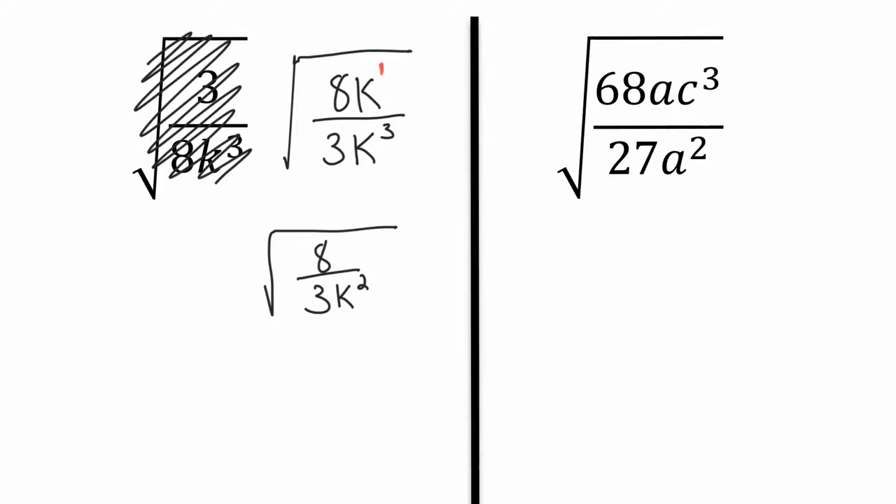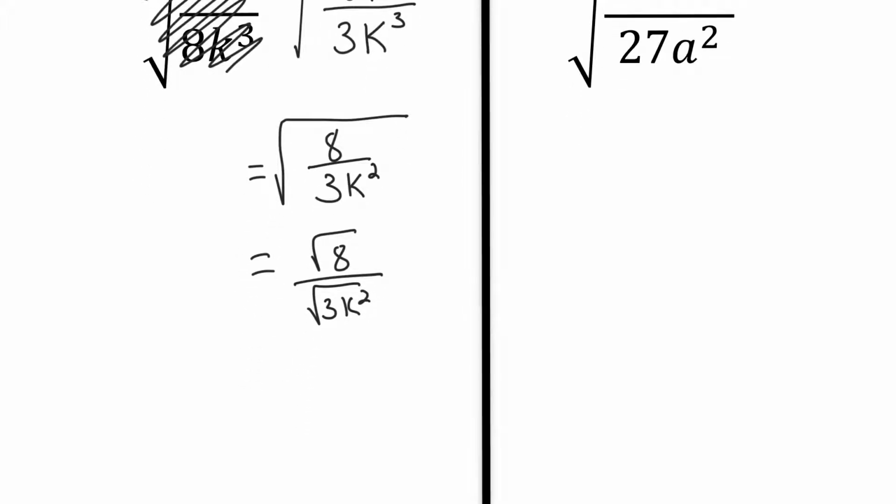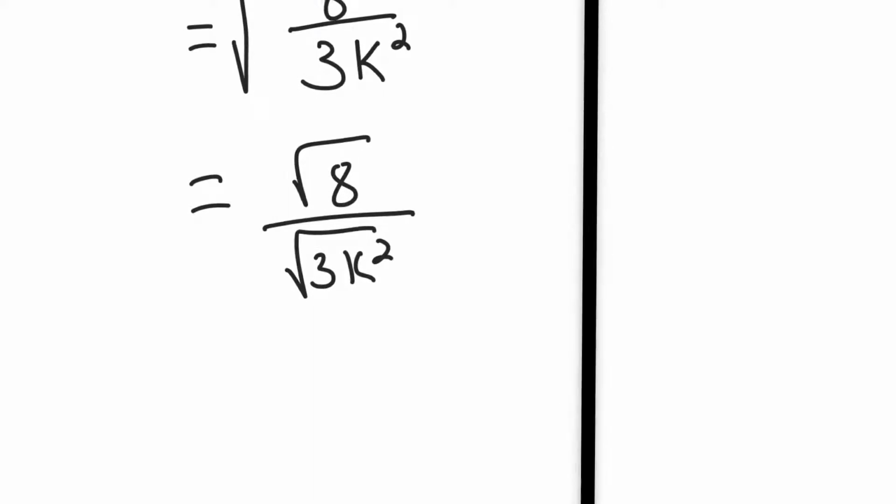Now I'm going to separate the top and the bottom using the quotient property for radicals, for square roots. So I'm going to have the square root of 8 on the top and the square root of 3k squared on the bottom. Now you have to simplify the top and the bottom. Let's look at the top of the fraction.